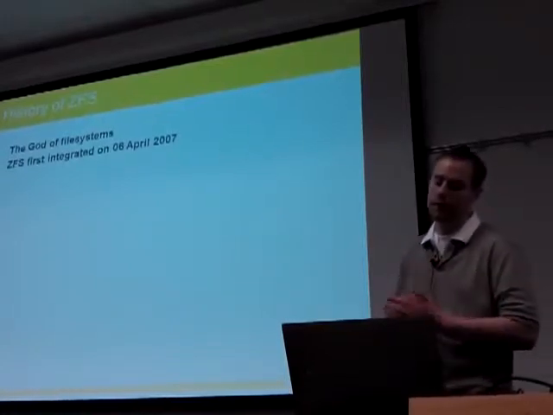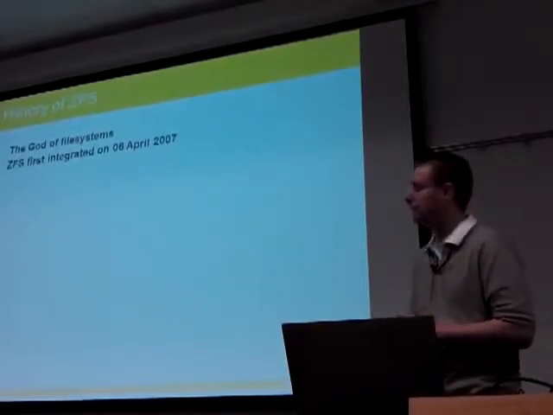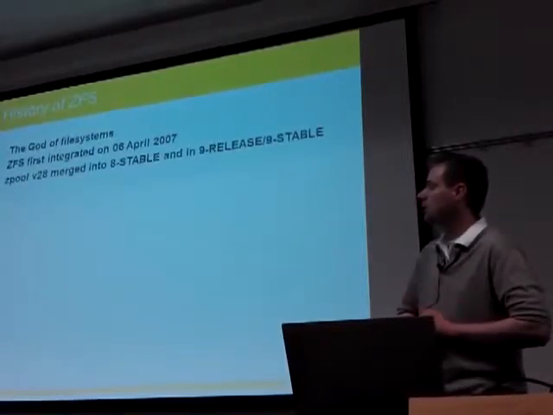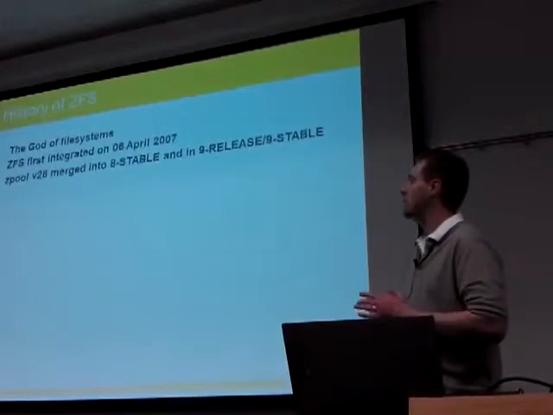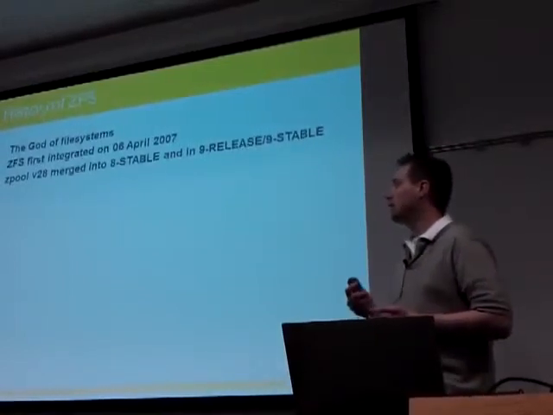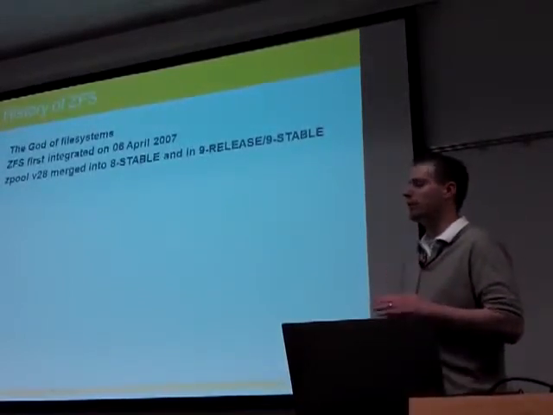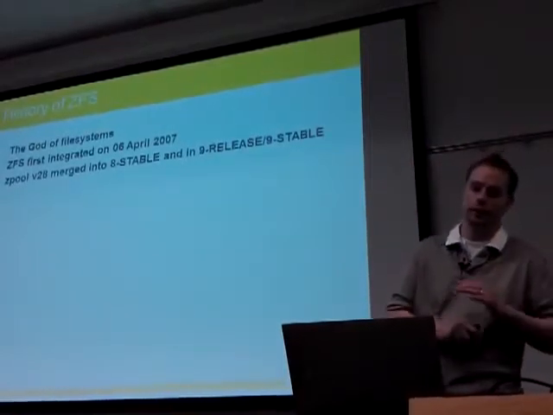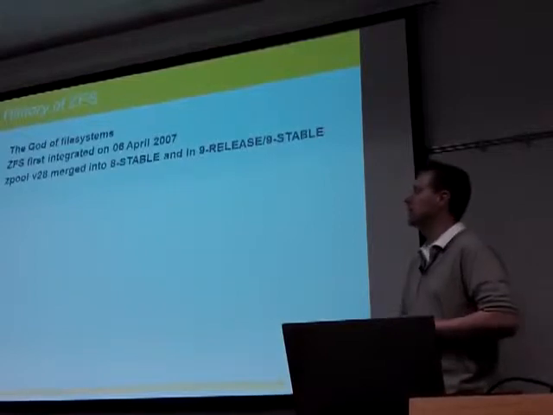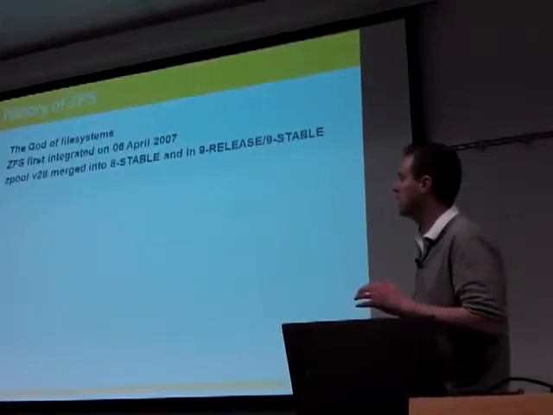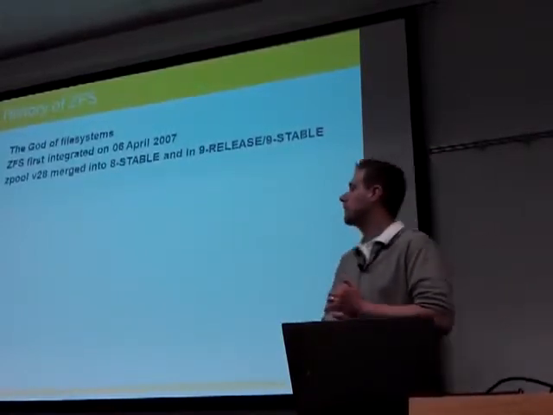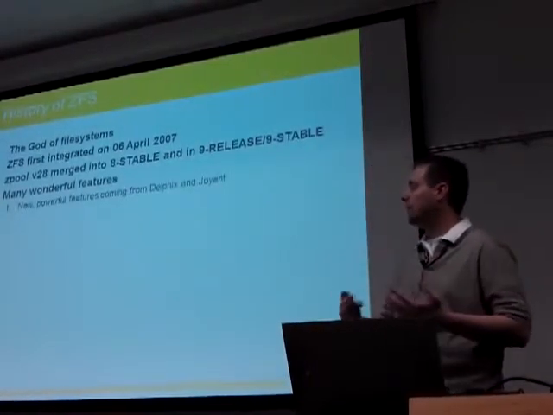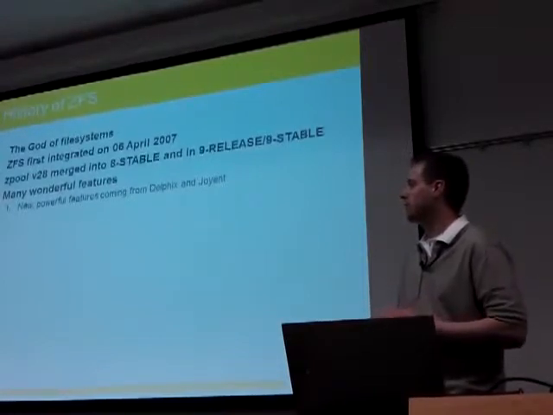ZFS was first integrated into FreeBSD on April 6th, 2007. zpool v28 was merged into 8-STABLE and 9.0-RELEASE. So FreeBSD just barely released, like a week or two ago, version 8.3, which is the last version in the 8 series, and that includes zpool v28. And 9.0 release contains zpool v28. Many wonderful and powerful new features are coming from Delphix and Joyent.